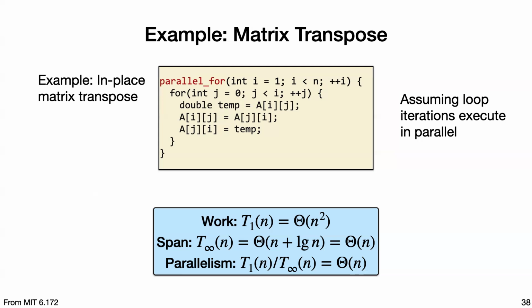Because you fork, like you start with 1, and you fork 2, and each of those forks 2, and each of those forks 2, and so the height of that is log n. Yeah. So the work is n squared, the span is theta n, which was n plus log n, and the parallelism, you divide them, that's theta n. Questions on this part?